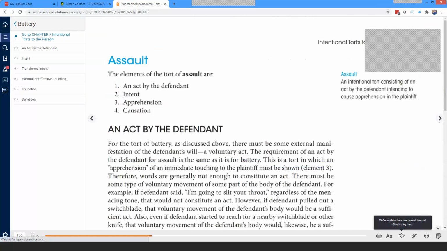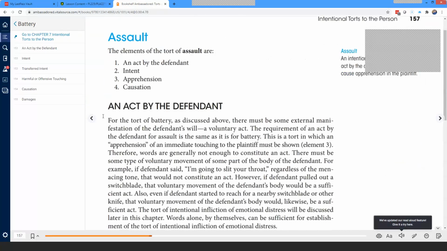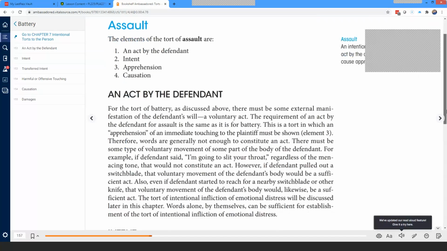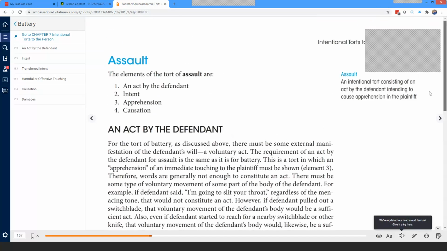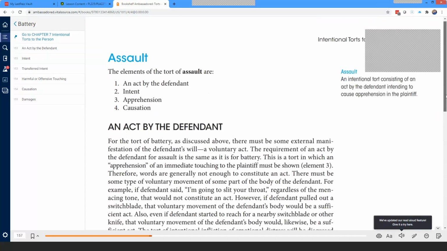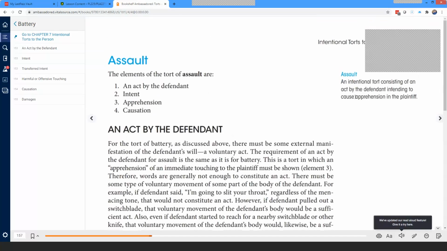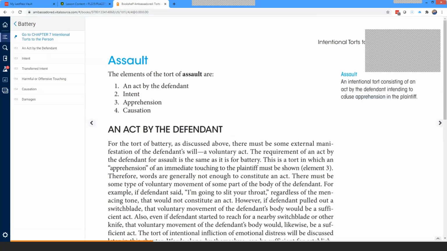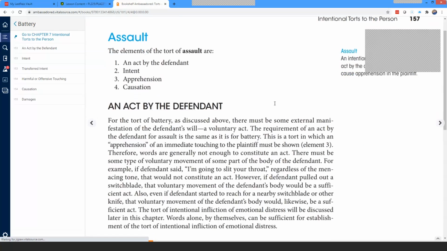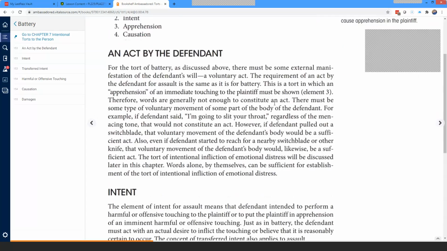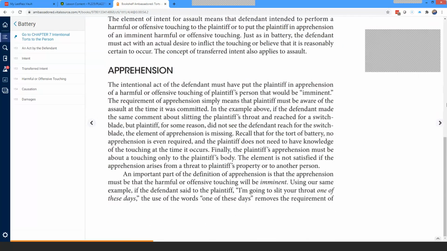And here's assault. Apprehension basically means they know that a battery is about to happen. It may not happen, but they believe that it is. I noticed that they didn't call it fear. Some states would call it fear, but basically they think that an unlawful touching is about to happen. If it does happen, then it's called battery.